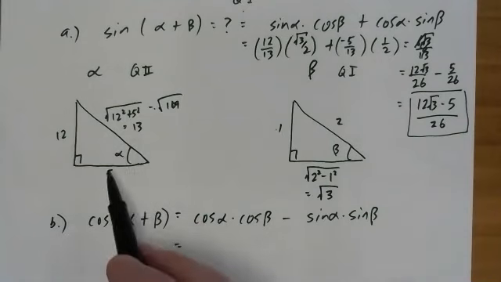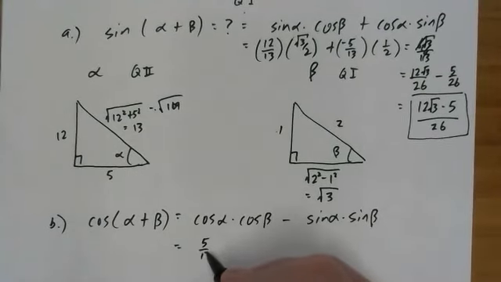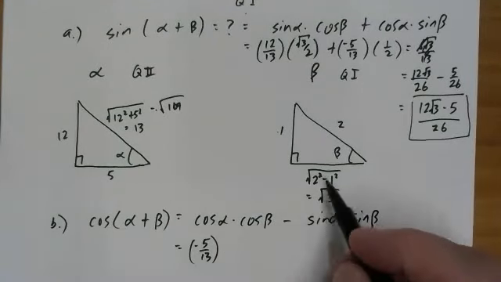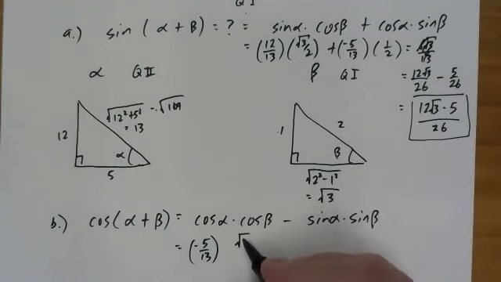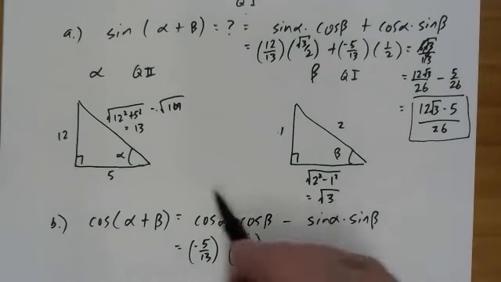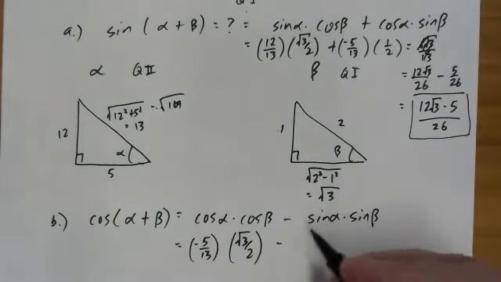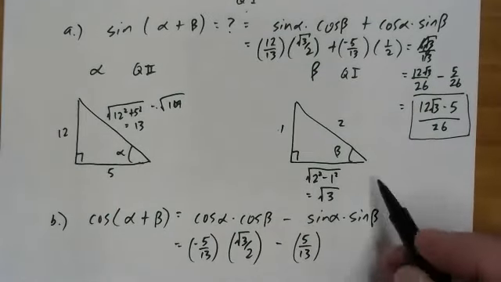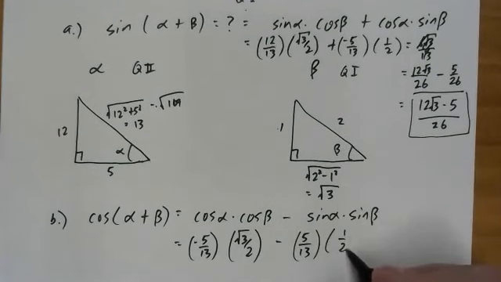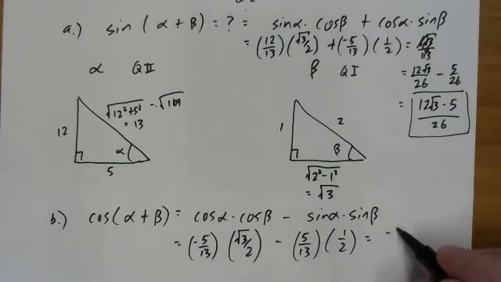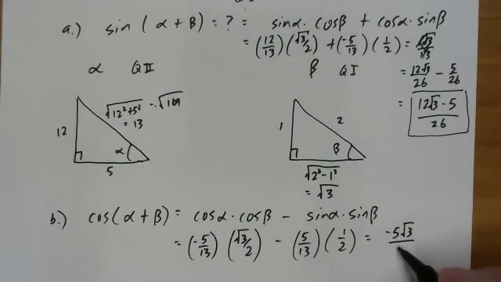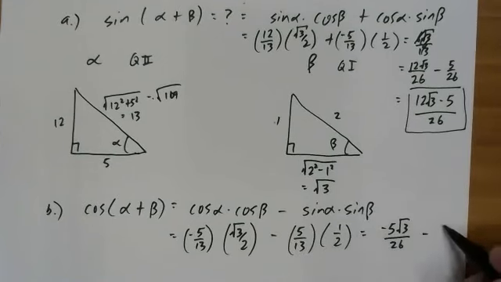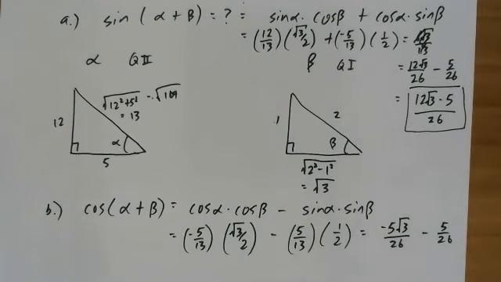Cosine alpha, so CAH, 5 over 13, but I'm in quadrant 2, so it's negative 5 over 13. Cosine of beta, square root of 3 over 2, minus sine of alpha, 5 over 13, opposite over hypotenuse. Quadrant 2, the sine is positive, so it's just 5 over 13. Sine of beta, 1 over 2. So if I multiply out these two fractions, it's going to be negative 5 square root of 3 over 26 minus 5 over 26. So now we have the same denominator.